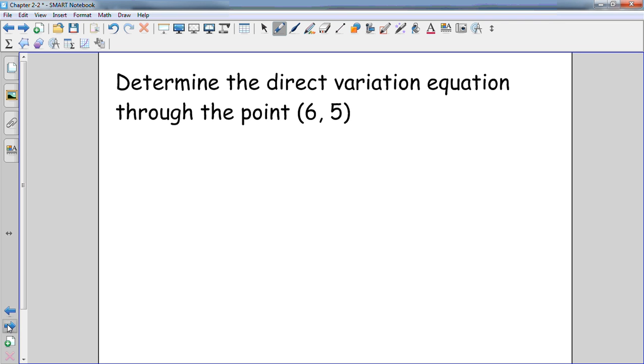Determine the direct variation equation through the point (6, 5). Well, can you find your k if you have an x and you have a y? What is k? 5/6. Yeah, k is just going to be y over x, so it's just going to be 5/6. Well, if k is 5/6, what's the equation?